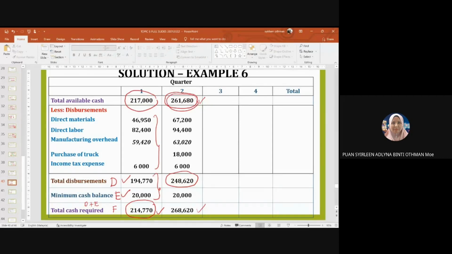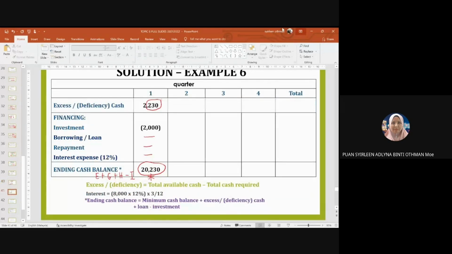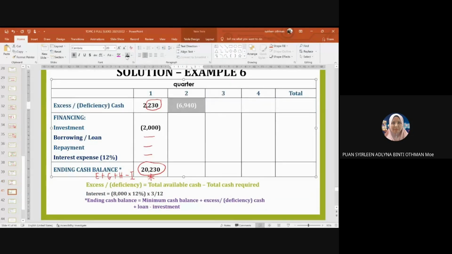So kita akan tengok kita punya deficiency. So untuk second quarter, okay, kita kurang sebanyak 6,940. Okay. So 6,940 saya kena pinjam lah. Sebab I tak boleh jadikan dia negatif. And bila saya nak pinjam, saya kena pinjam dalam multiple of 2K, 2,000. You tak boleh pinjam 6,940. You tak boleh pinjam 7,000. Kenapa? Sebab dia kata multiple of 2, that means I boleh pinjam 2,000. Nak pinjam lagi, tambah lagi 2,000. Nak pinjam lagi, tambah lagi 2,000. Tak cukup juga. Kena tambah juga another 2,000. Walaupun you don't need that much.